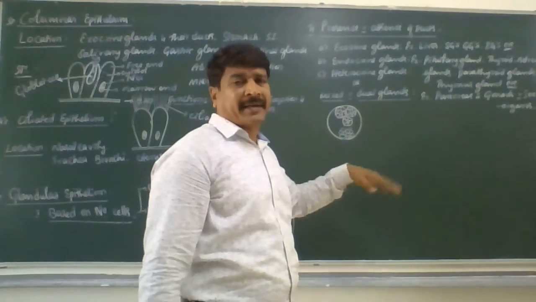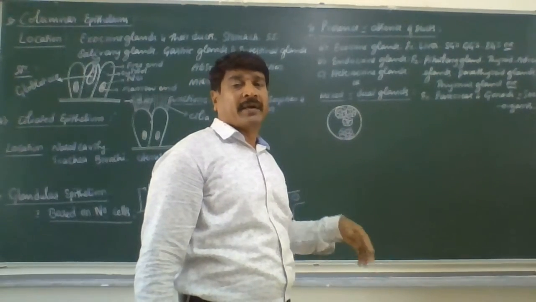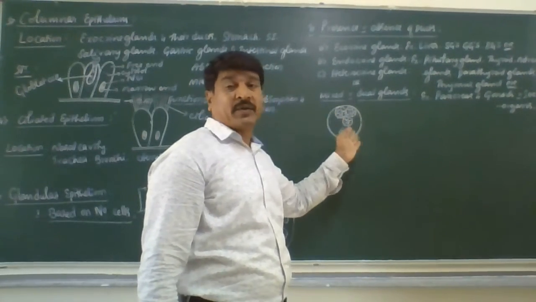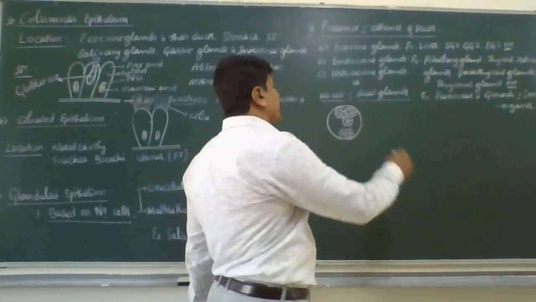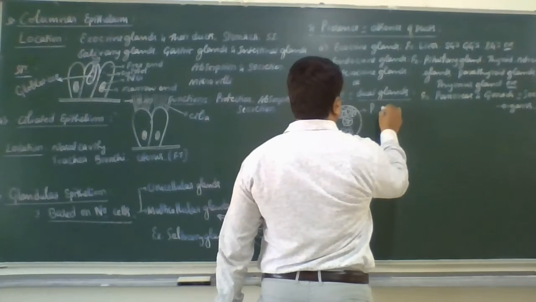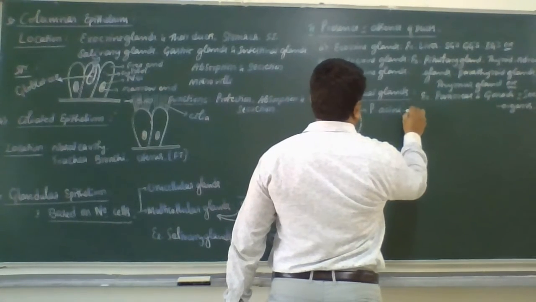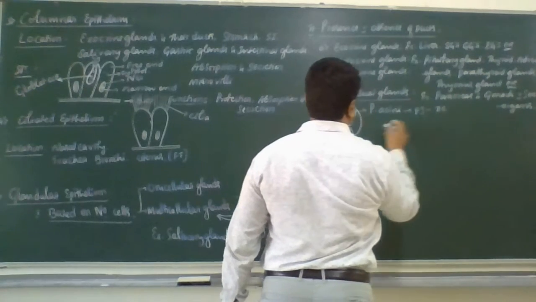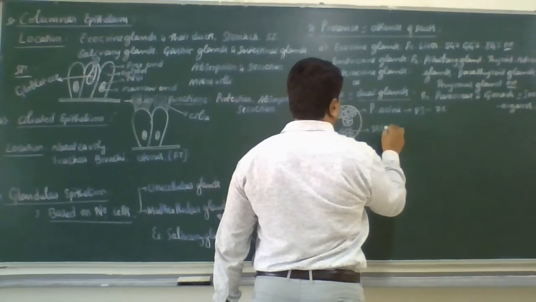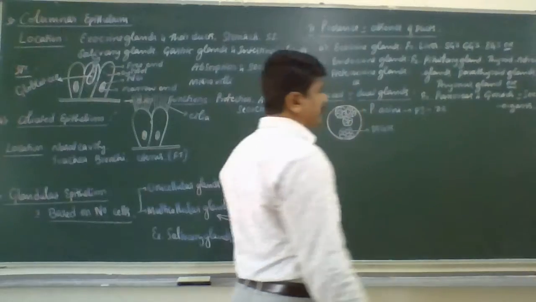Okay, by keeping that character in mind, you can easily identify which is the exocrine part and which is the endocrine part. In pancreas, the exocrine part is called pancreatic acini, which secrete pancreatic juice containing digestive enzymes. The endocrine part is called islets of Langerhans.